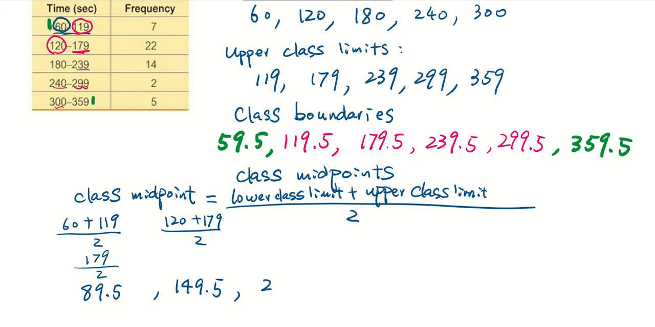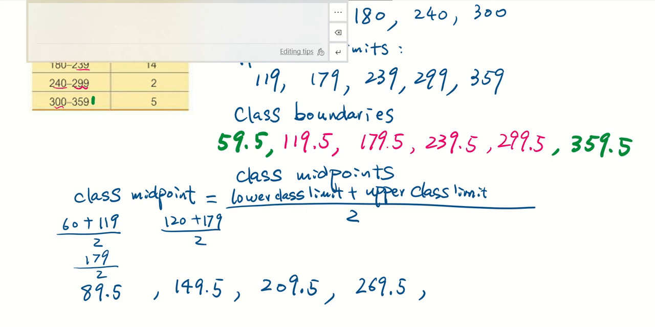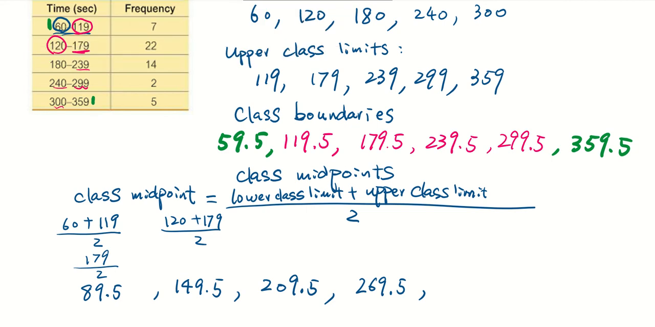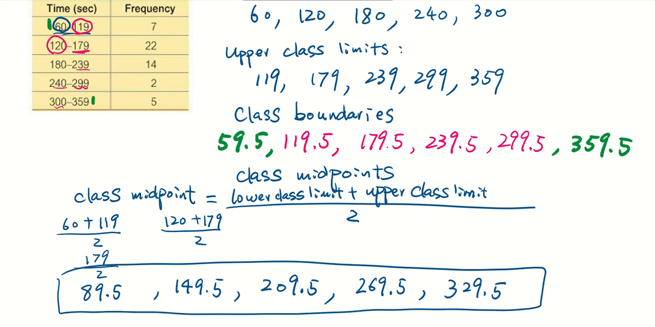The third one is 209.5. The fourth class midpoint would be 269.5, and the last one in the same pattern you should have 329.5. Okay, so these are the class midpoints.